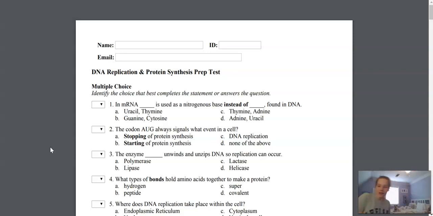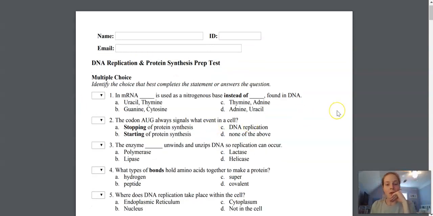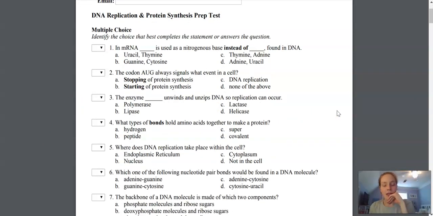So today we're just going to go over the DNA replication and protein synthesis prep test. If you have your packet, this is going to be pages 16 through 19. I want to do kind of how we do in class, where we go through the answers and why the answers are the answers. I think that will be most beneficial for you guys. I cannot write on my screen, so I'm just going to say the answers as we go. But it is important you follow along and you understand why the answers are the answers.